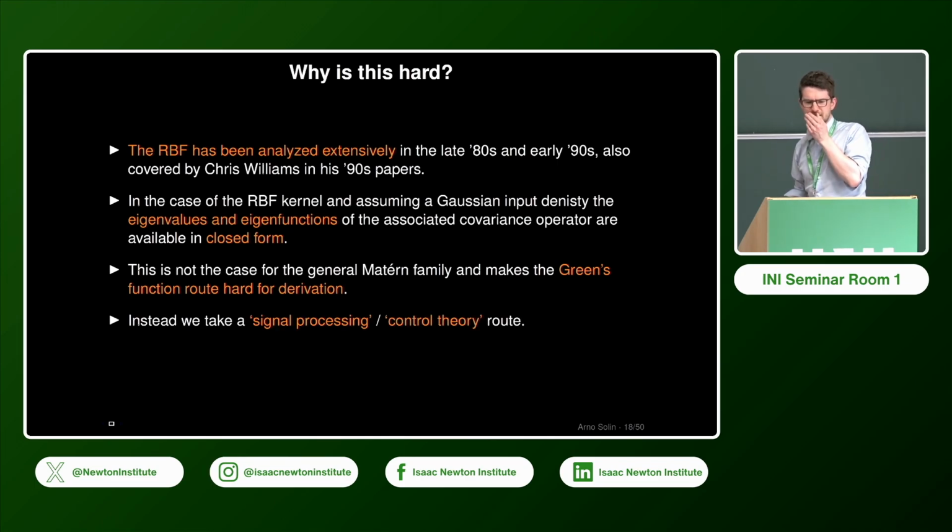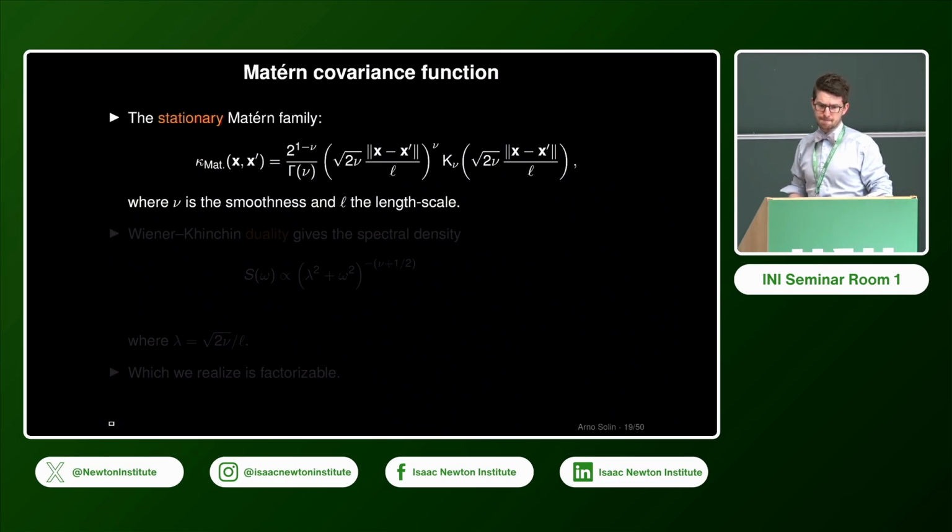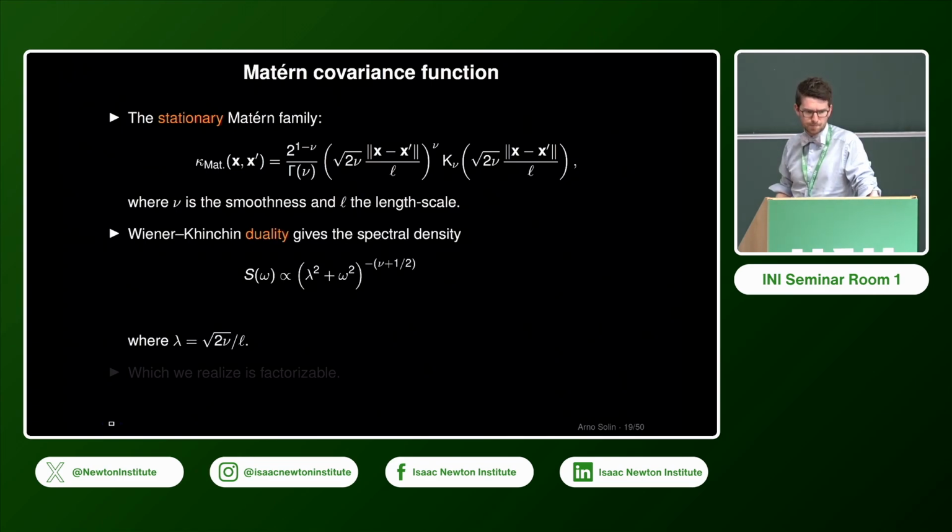So instead, what we did was that we took more of a signal processing or control theory route to solving the problem. So the stationary Matérn family covariance functions, this is the general form, and there's basically a characteristic length scale parameter, it's the L, and then there's this ν parameter that tells about how many times differentiable the model functions would be. So this is the general form. It's rarely used in this form, often used in a simplified form. And the so-called Wiener-Khinchin duality gives the corresponding spectral density for this, which is a lot simpler and actually quite convenient.